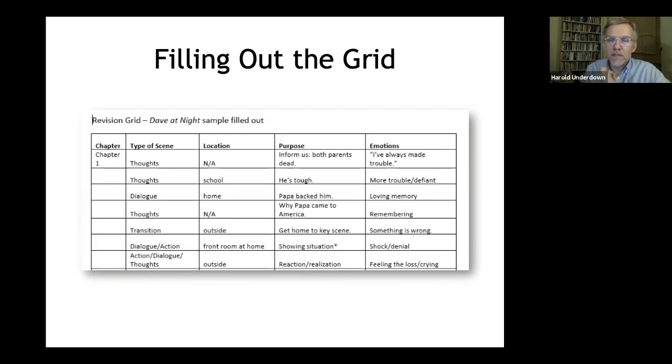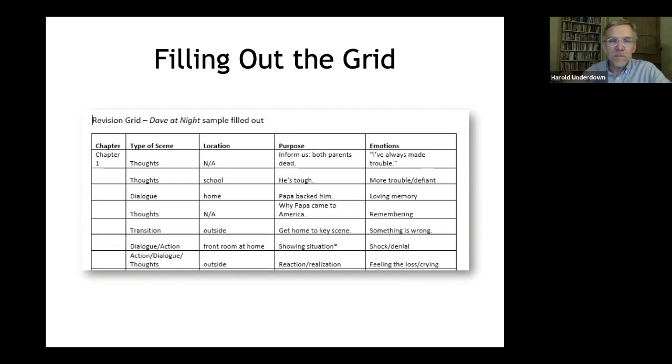It opens right up by telling us, in the space of a couple of paragraphs, that both of his parents are dead. His mother died giving birth to him, and his father, we find out at the end of this little sequence, just died at the now of the story. And it's a very interesting passage. There's some guilt, obviously, about his mother, but he's also kind of presenting this as somewhat of a joke. I've always made trouble.